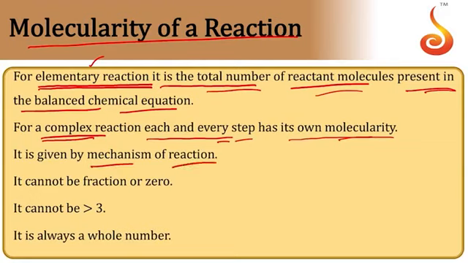Molecularity comes from the mechanism of reaction, and molecularity cannot be a fraction or zero, and it is always a whole number. The value cannot be more than 3. That implies that 1 or 2 is the molecularity of most reactions we have, because it's not more than 3. Rarely we have 3. So 1, 2 and 3 are the possible molecularities of reactions.